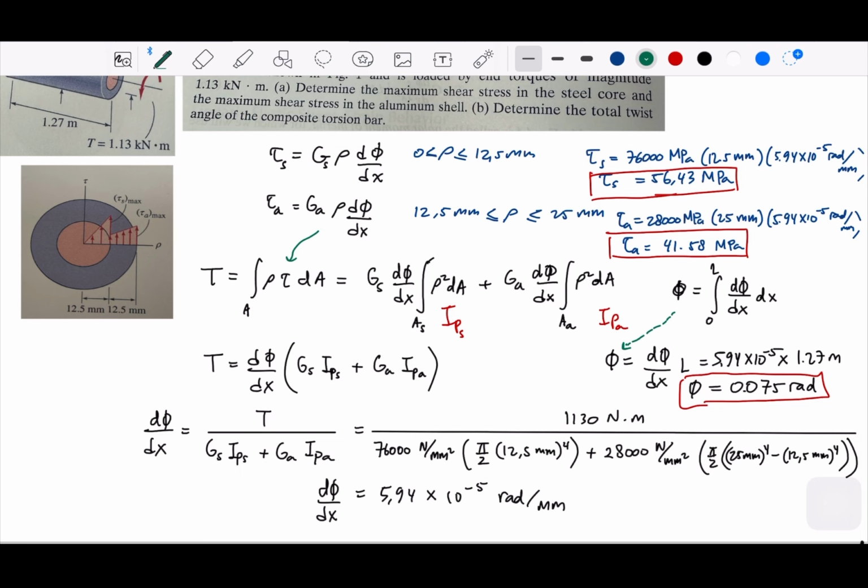And of course, if we see from the result, the aluminum stress is 41, steel is 56, and I think that is pretty reasonable because steel practically has a higher strength than aluminum, right? Okay.